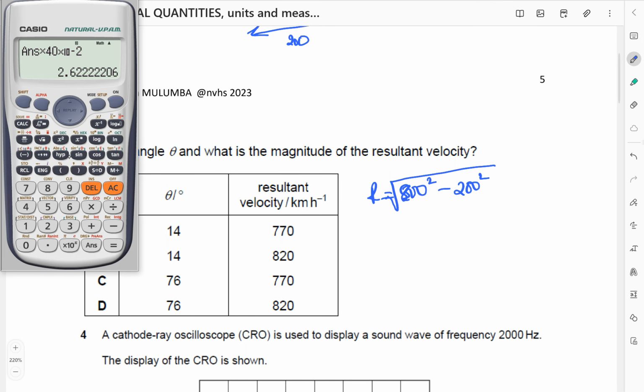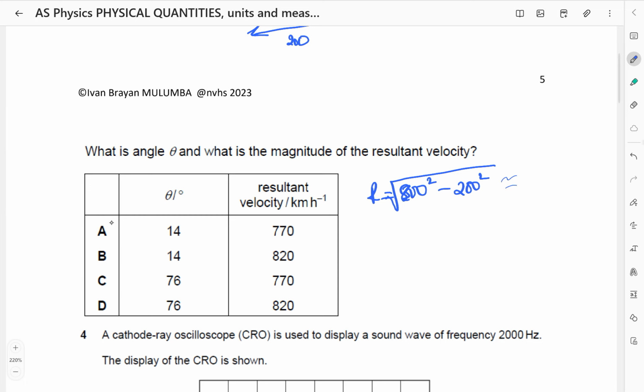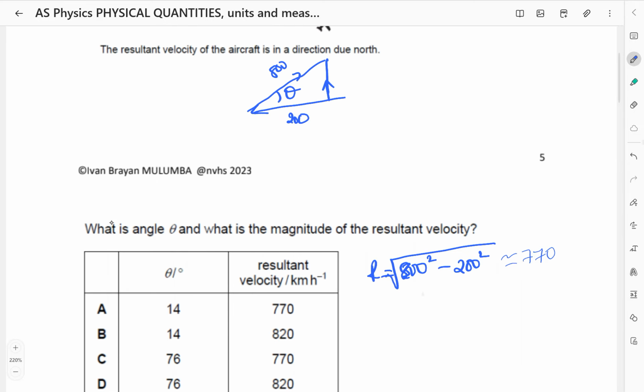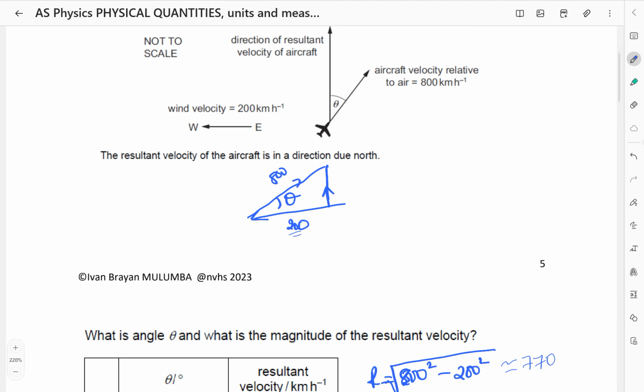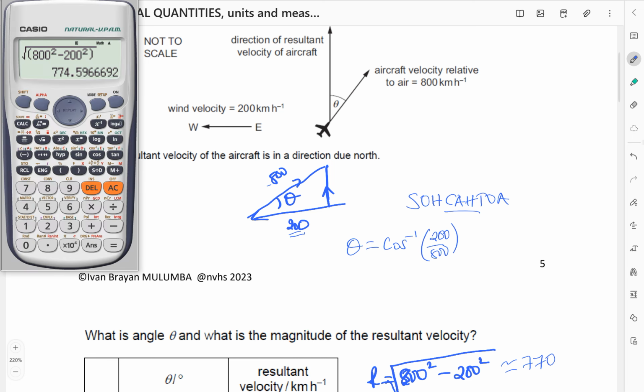Okay, so let me find the square root. Root of 800 squared minus 200 squared gives us 774. So the magnitude is approximately 770 kilometers per hour. Then let's check the direction now, or the angle. So this is the adjacent, the other one is the hypotenuse. From SOHCAHTOA, adjacent over hypotenuse is cos. So theta is equal to the cos inverse of adjacent, which is 200 over 800. So 200 divided by 800, and the cos inverse of the answer.